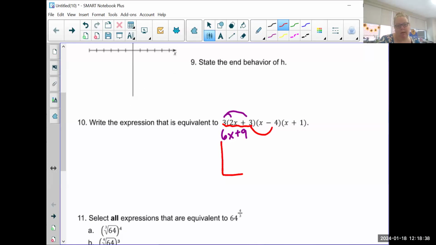And that means I need to do the box. So I'm going to do the box underneath and do x minus 4. So that's going to be 6x squared plus 9x minus 24x minus 36. Then when I combine like terms, I'm going to get 6x squared. I'm going to put these two together because these are like terms. So 9x minus 24x is negative 15x. And then I'm going to put my last one, the negative 36 here.